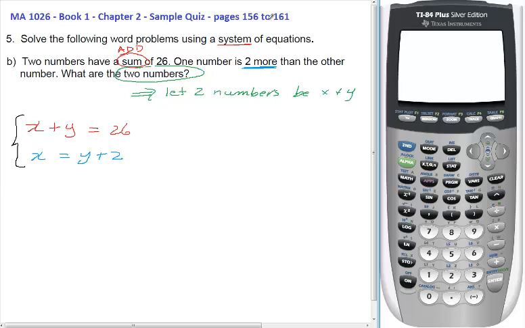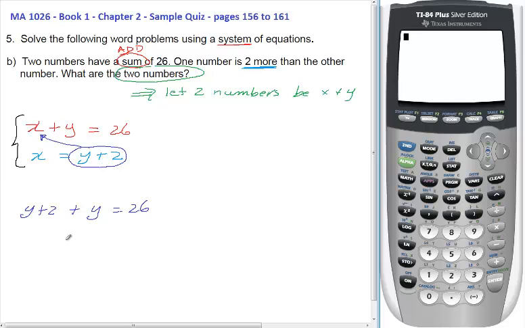Here's where I use substitution, because I've already got x isolated. In the second equation, x is already by itself. Therefore, I'll take this and substitute it into the top equation for x. So I'm going to use the substitution method. I take y plus 2, which is equal to x, and put it in the top equation for x. So I've got y plus 2, which is my x, plus y equals 26.